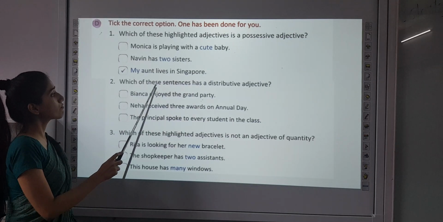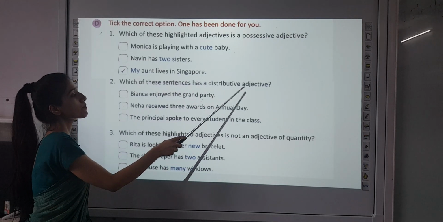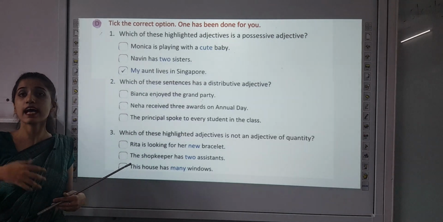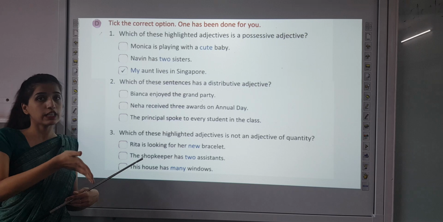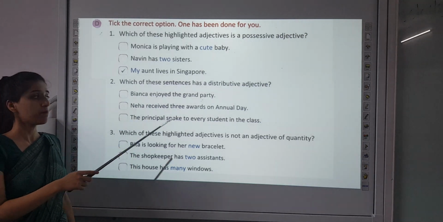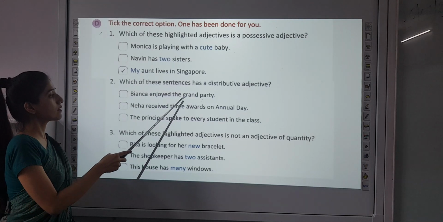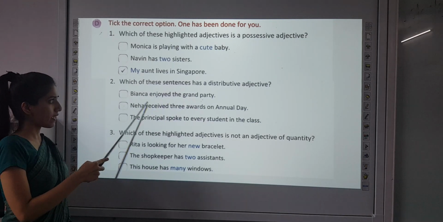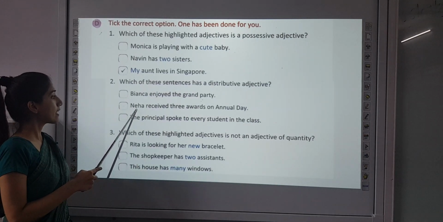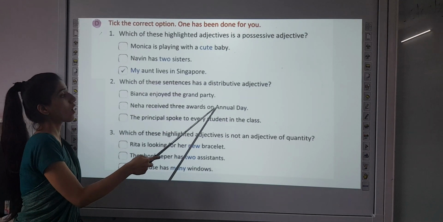Second, which of these sentences has a distributive adjective? So we have to find out which of these sentences has a distributive adjective like each, every, either, neither. Let's see in which sentence it is there. Bianca enjoyed the grand party. So, is there any distributive adjective? No. Next, Neha received 3 awards on annual day.